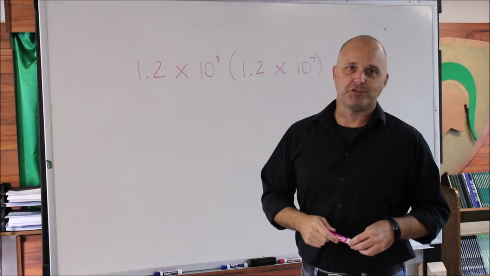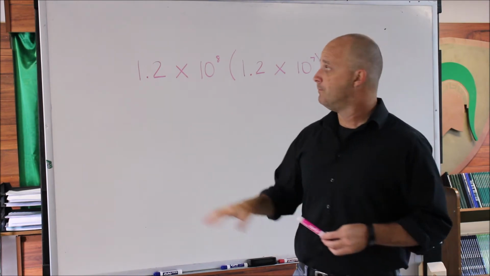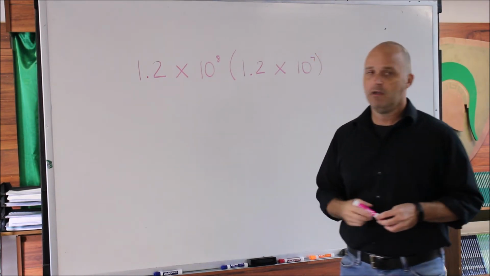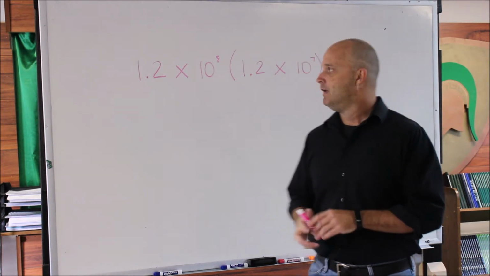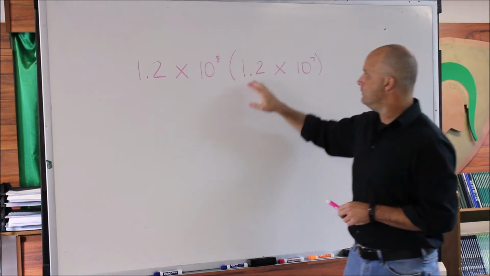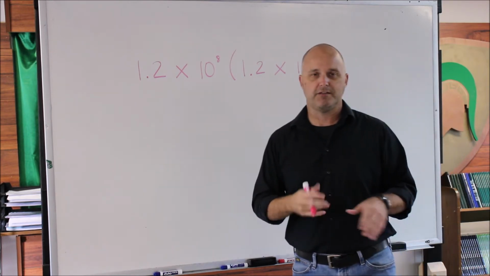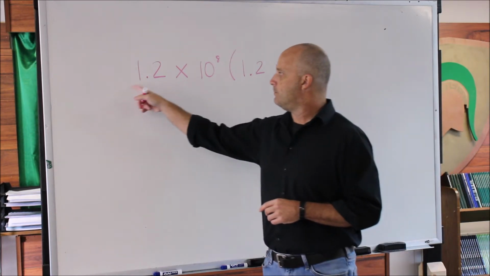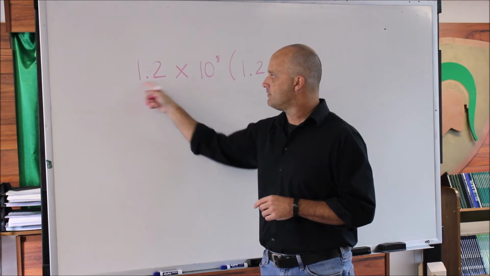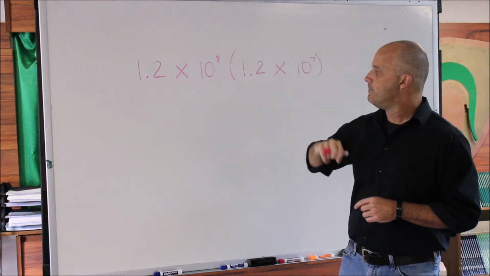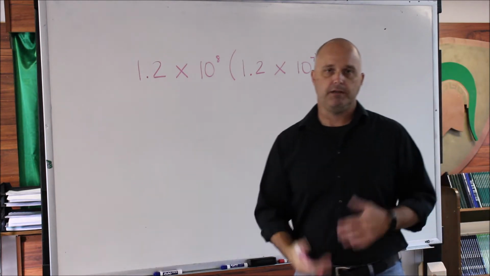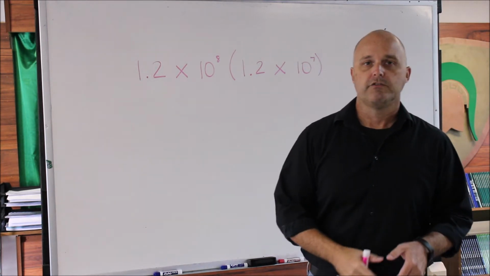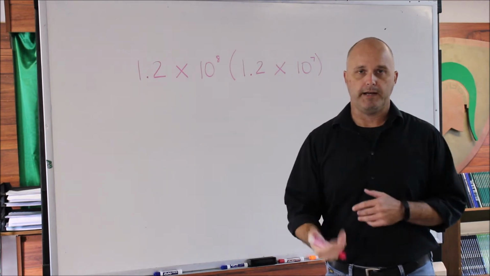So let's say that we have a situation where we need to multiply scientific notation. What we're going to do is, again, multiply anything that is alike. So we've got our numbers 1.2 and 1.2, which are alike, not because they're the same number, but because they're both going to be the decimals that are out in front. Then we've got 10 to the 8th and 10 to the 7th, which are alike because they are our base of 10s. So anything that's alike, we're going to multiply together.